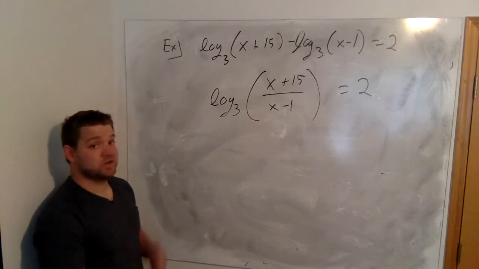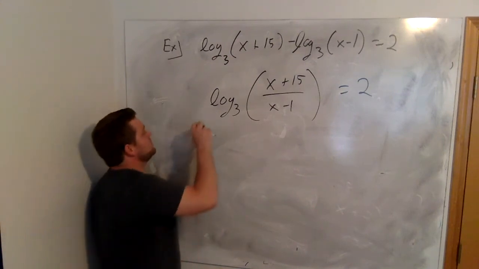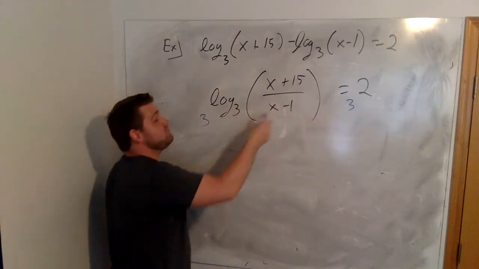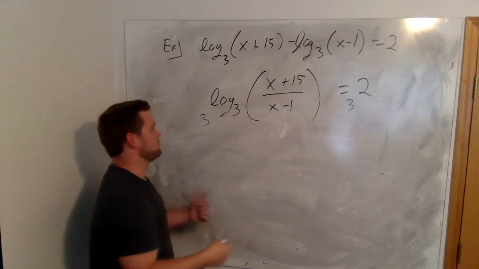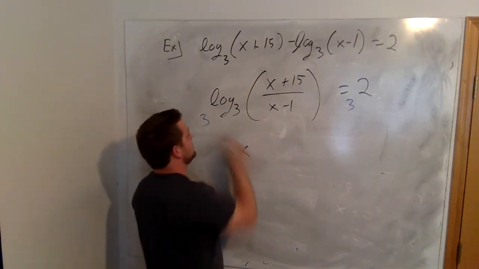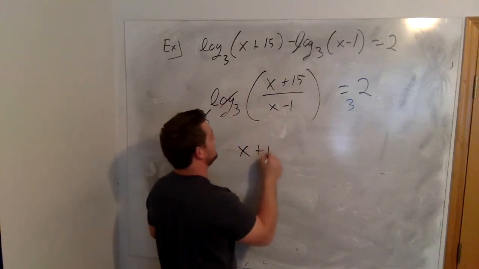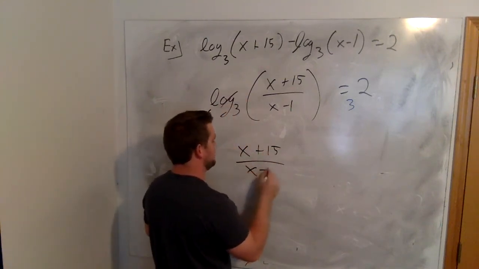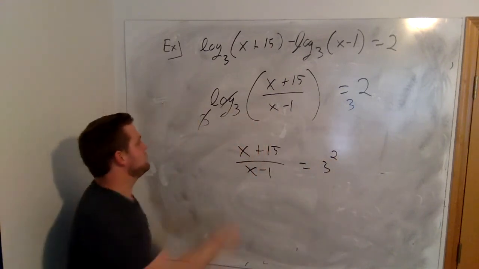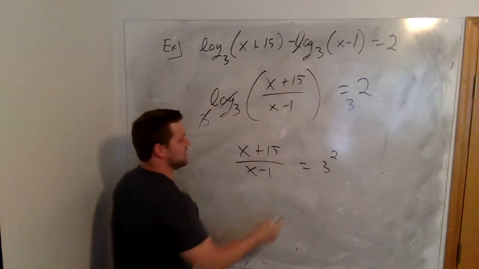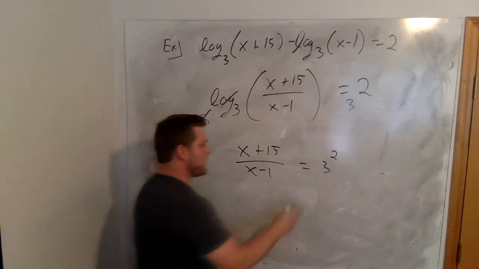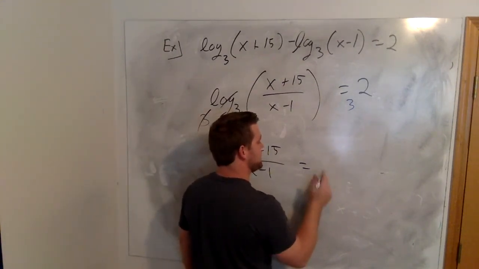Okay, we could switch forms now, or you could exponentiate both sides with a base of 3, kind of applying the inverse function to log base 3. The inverse of log base 3 is 3 to the x. So these would cancel. This would be x plus 15 all over x minus 1 will be equal to what? 3 squared. It's the same thing as me switching forms. 3 to the power of 2 is equal to the inside. Okay, 3 squared is 9. So how about I put a 9 here?